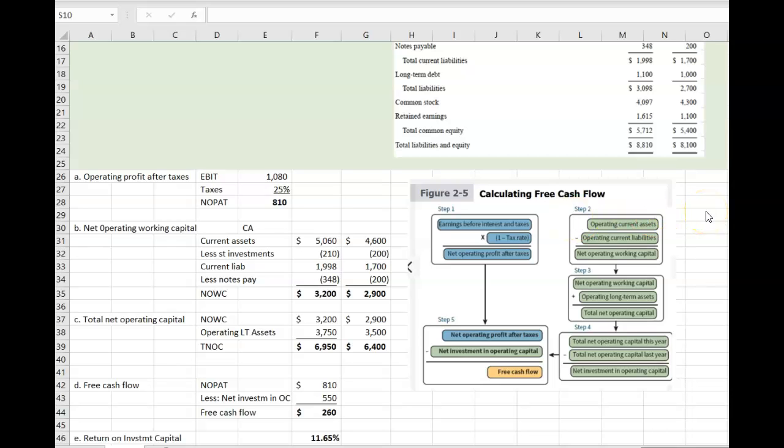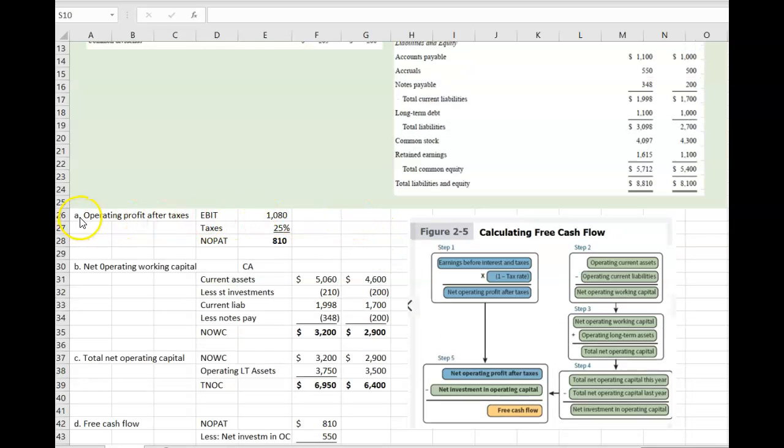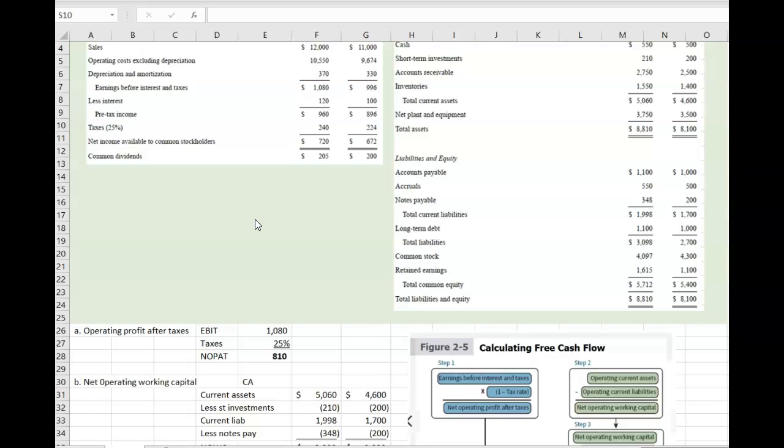So in step 1, we would take earnings before interest and taxes times 1 minus the tax rate to calculate net operating profit after taxes. If you were to do that, I'm labeling it A here. In this example, you have earnings before interest and taxes. Well, how did I come up with that? Because it's given right there.